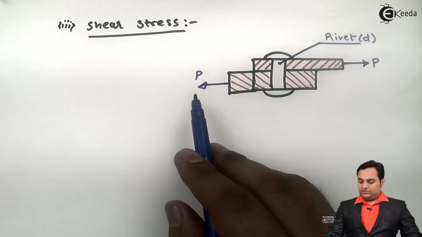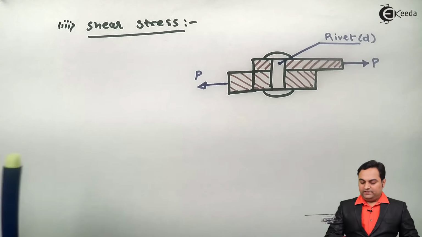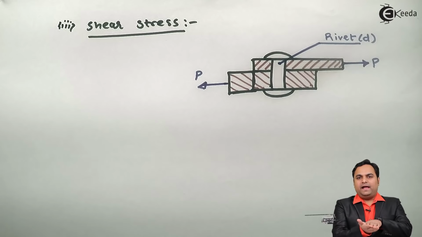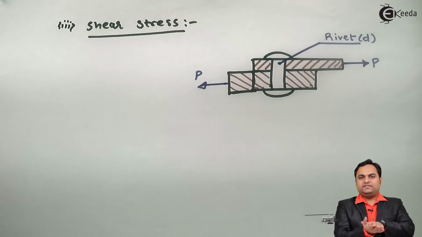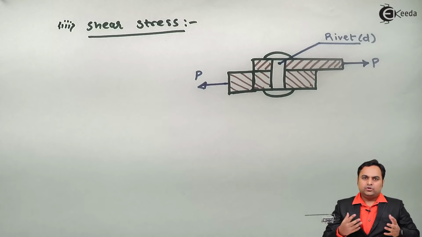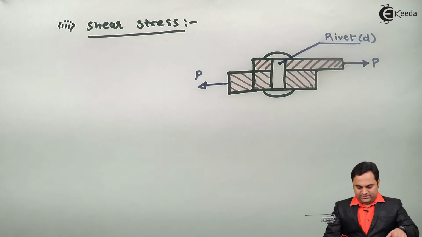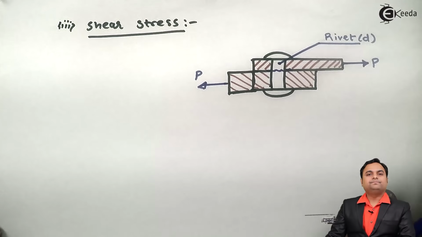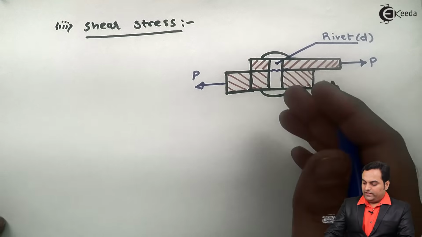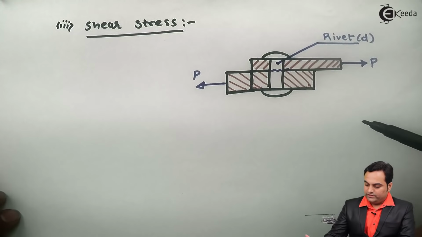Now because of these two forces which are acting, the top and bottom plates can slide. Since they are moving in opposite directions, there is a possibility that the plates can slide in their direction, and because of that the rivet can break at the junction. Now when the rivet breaks, I'll draw the shape of how it will look.